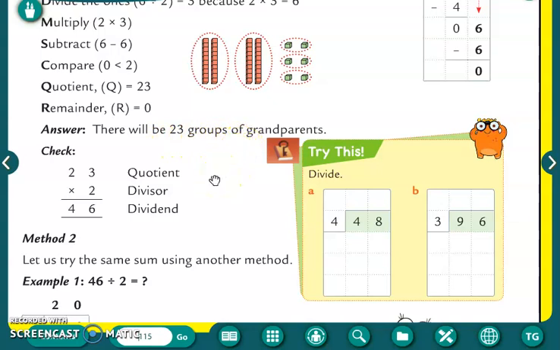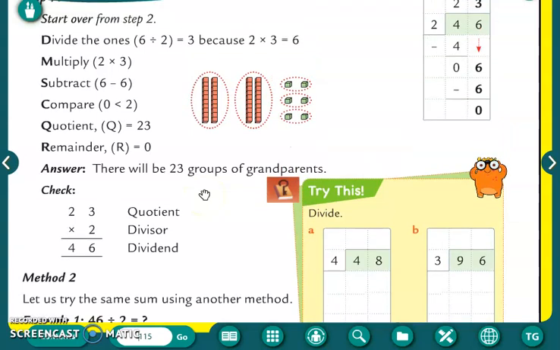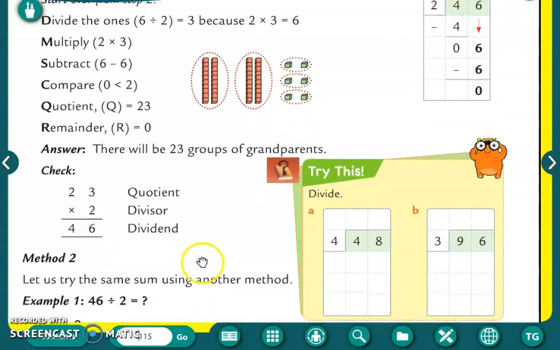Okay. Now if we want to check the division, how can we check? We had done that also before, how we have to check the division. So for that we will do 23, the quotient, multiplied by 2, that is the divisor, and whatever answer comes after the multiplication, meaning the product, will be the number that we had divided by the divisor. If both numbers are the same, your answer will be correct.